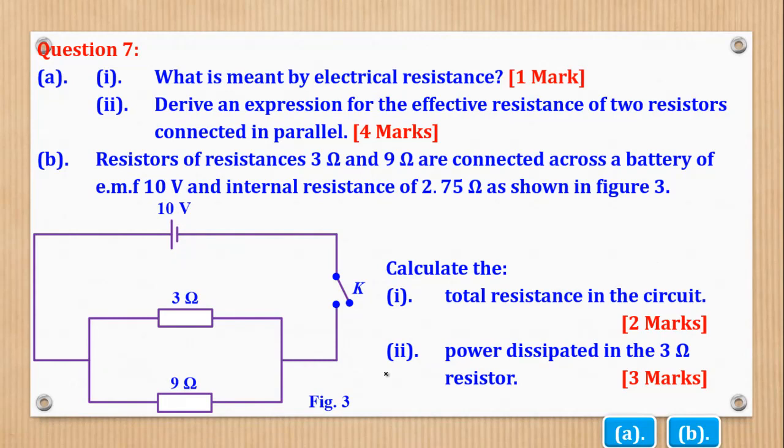That was question 6. Now we shall go to question 7. Question 7 part A, Roman 1 says, what is meant by electrical resistance? Now this was under electricity. And Roman 2, derive an expression for the effective resistance of two resistors connected in parallel.